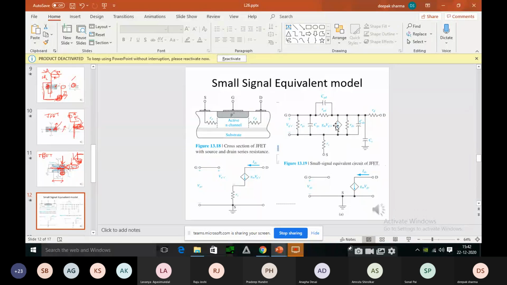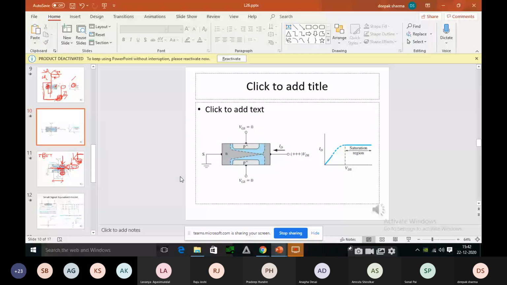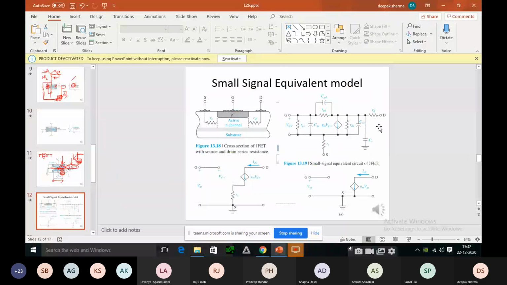And why is it a constant current source? Because we know that after saturation, the current will remain constant. At that time, JFET will behave like a constant current source. And when we try to neglect a few things which are very, very small, these parasitic capacitances are very small in value, maybe in picofarads, 10 raised to minus 12. So these can be neglected.